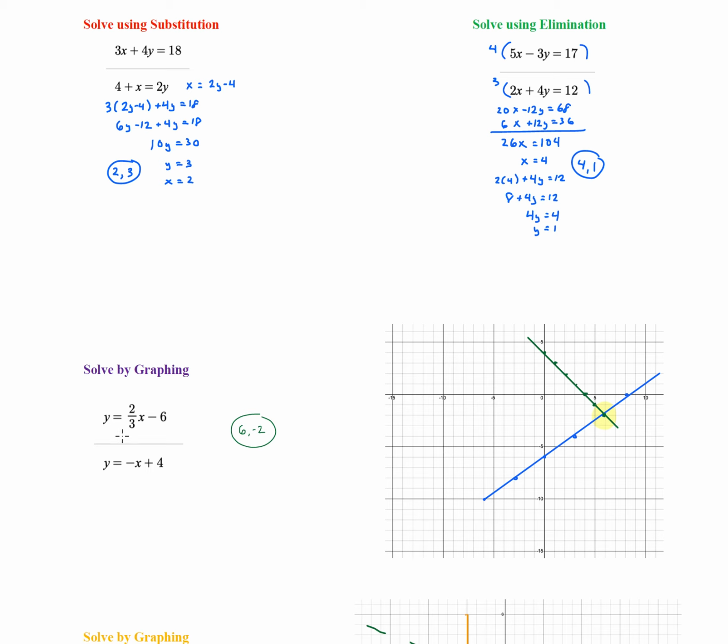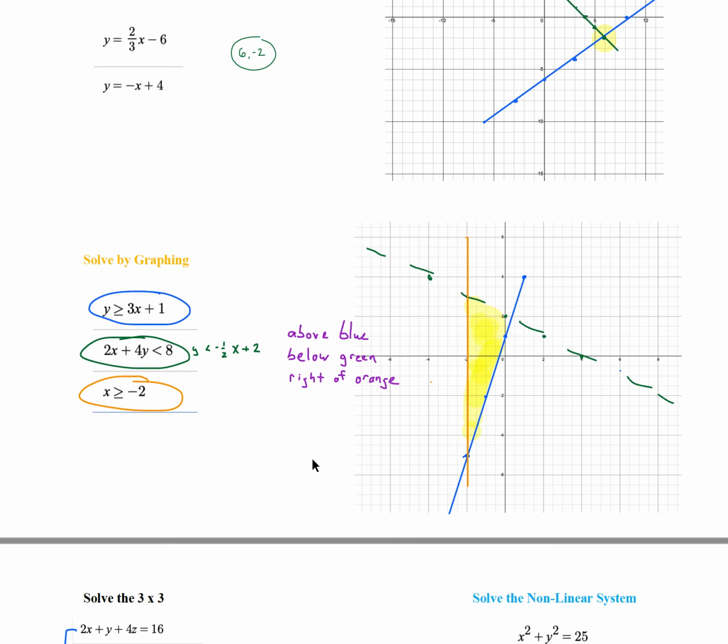Then solve by graphing. So this is just the line with a slope of 2/3 and a y-intercept of -6, which is what I did in this blue. And this is the green. This has a y-intercept of 4 and a slope of -1. So I draw that, and it looks like they intersect at the point (6, -2). You can confirm that by plugging the point in here and here and getting true statements. Again, solving by graphing is finding the intersection of those two curves. We want to know when these two things are equal.